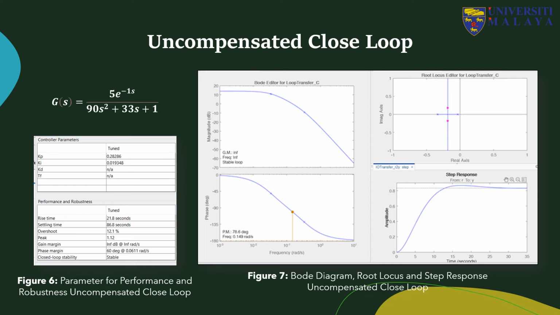So this is the Bode editor graph, where magnitude to the frequency and the phase to the frequency. This is the root locus, and this is the step response that we got. From this data, by using PID tuner, we know the rise time is 21.8 seconds, settling time 86.8 seconds, overshoot 12.1%, and peak is 1.12.